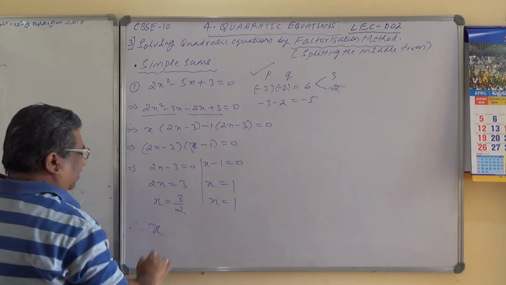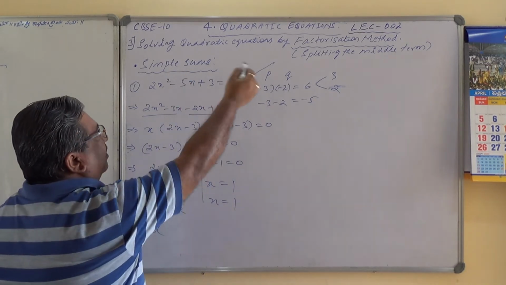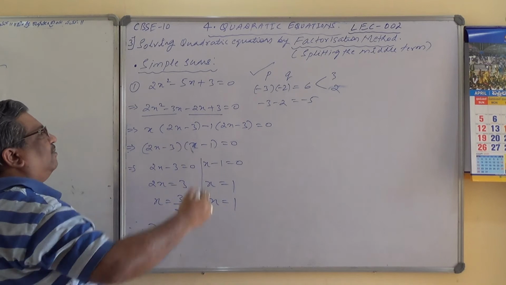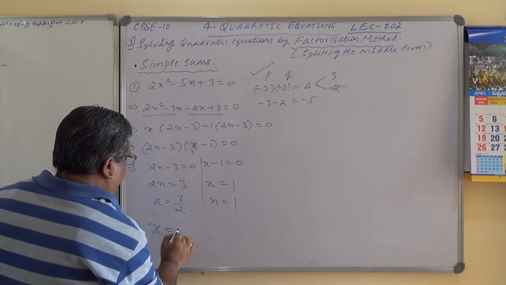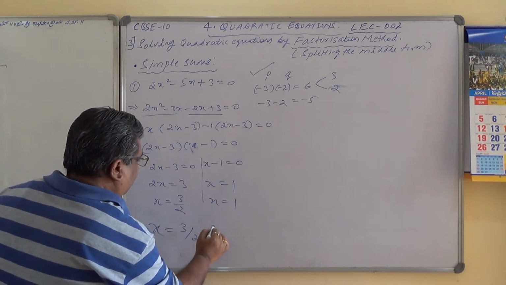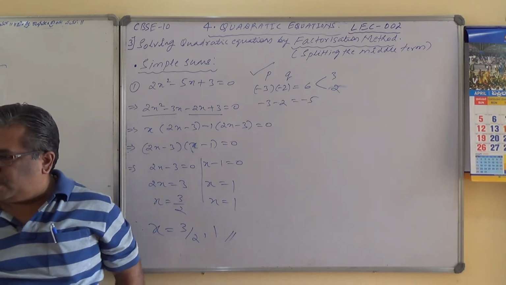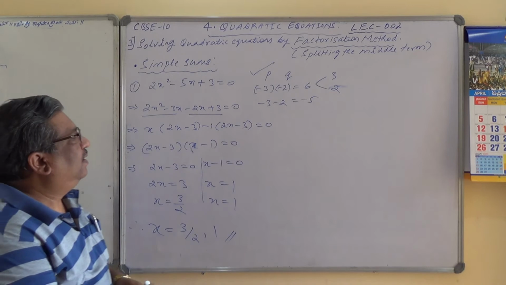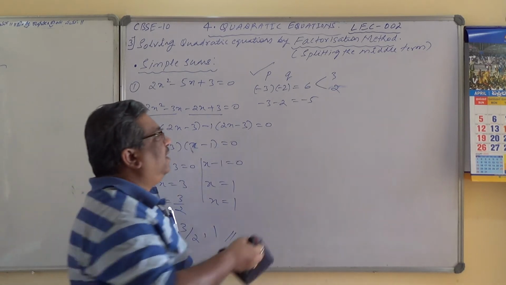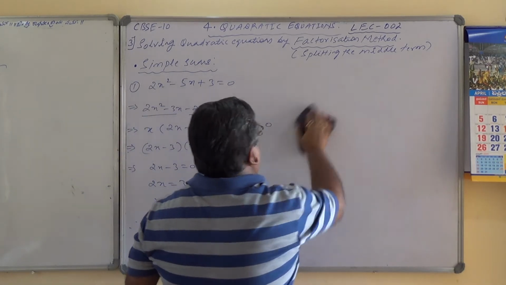Therefore the solutions of this quadratic equation, meaning you have to find the value of x here. Therefore x equals 3 by 2 comma 1 is my answer. Let me check the answer. x is equal to 3 by 2 or plus 1. So I hope you are understanding. Let me take the next one.